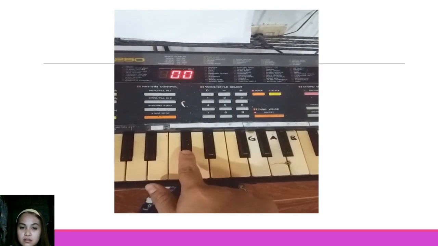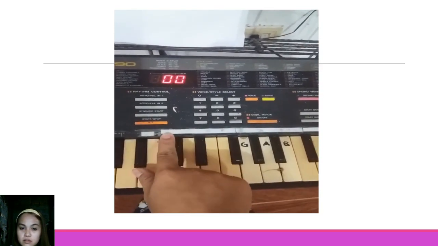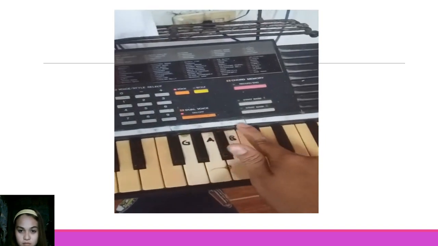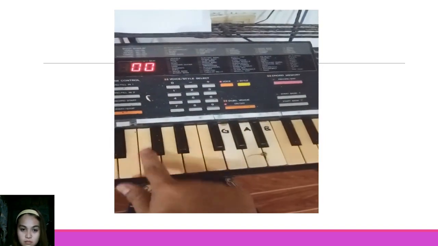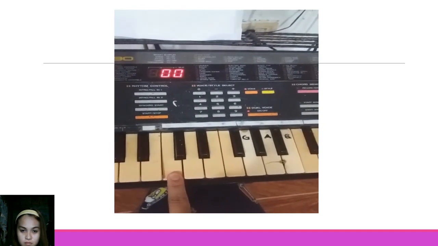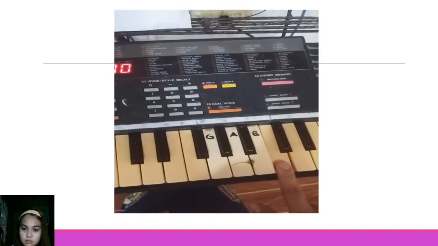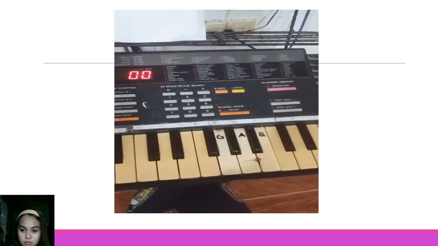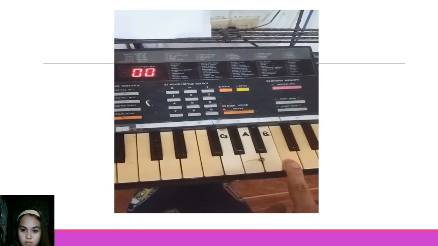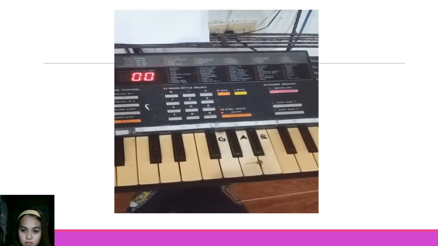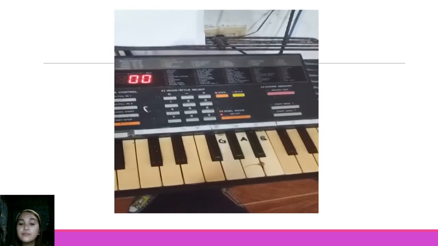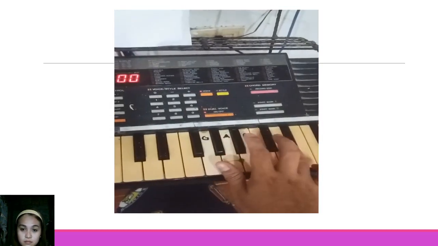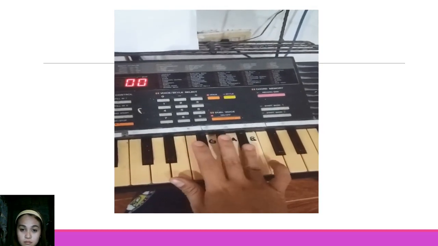So, we will start with this C and end with C. From lower C to higher C. Can you distinguish? Can you differentiate the tone? Low, high. Very good. Okay, how about these black keys? What do you call these black keys?